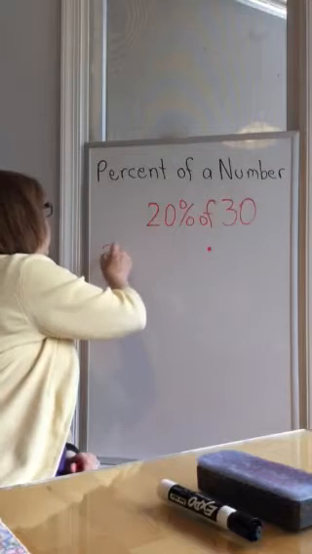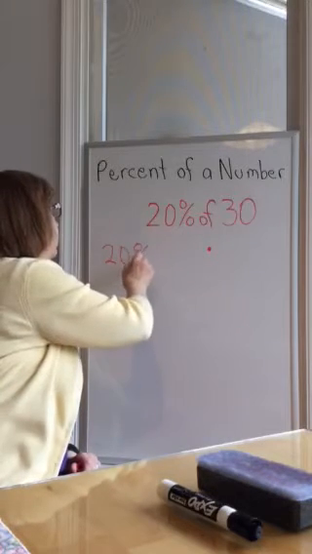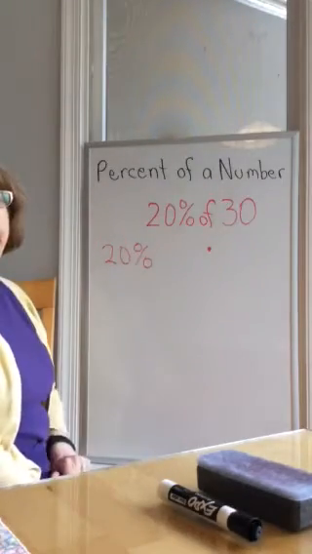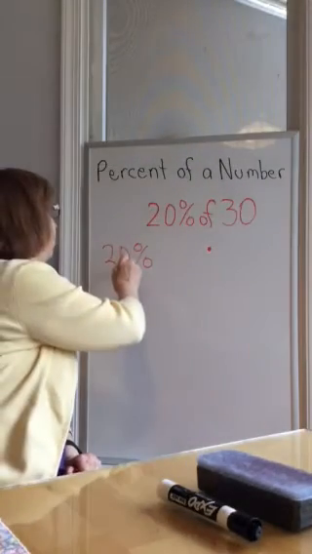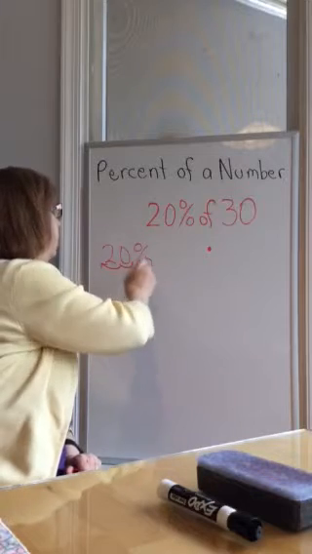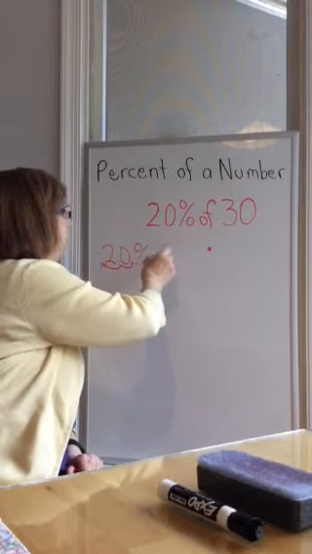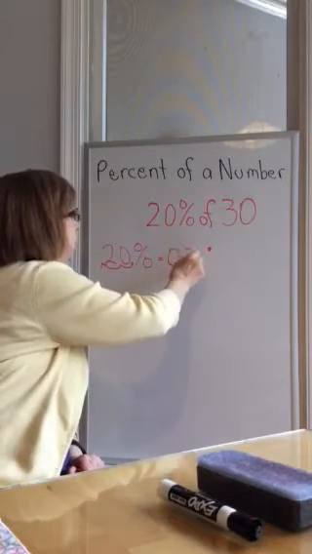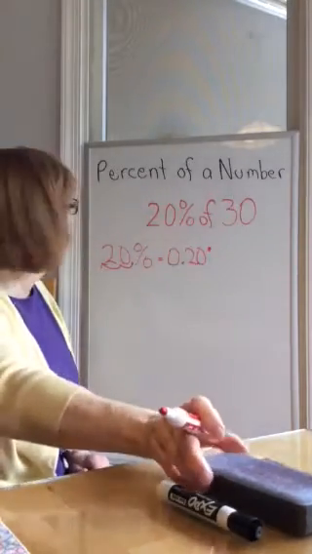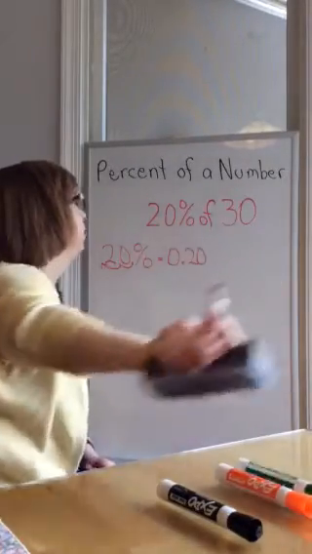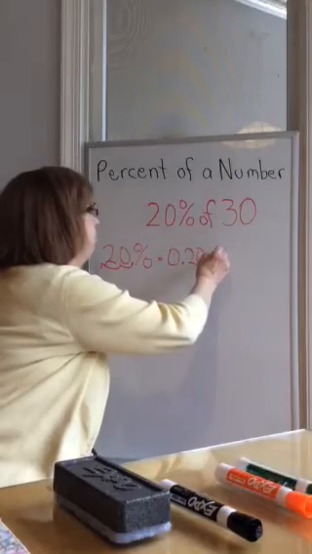So 20%. And we know that if we don't see a decimal, it's at the end of the number. And we're going to go backwards 2 places. So 20% is the same thing as 0.20. So now we're going to multiply that by 30.